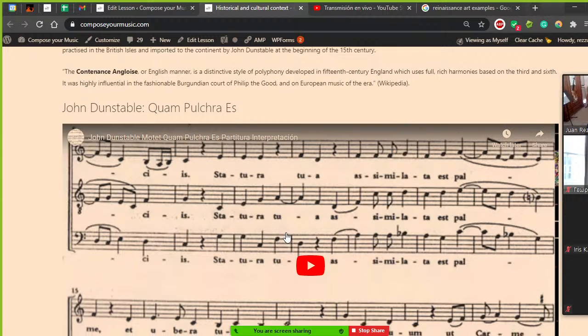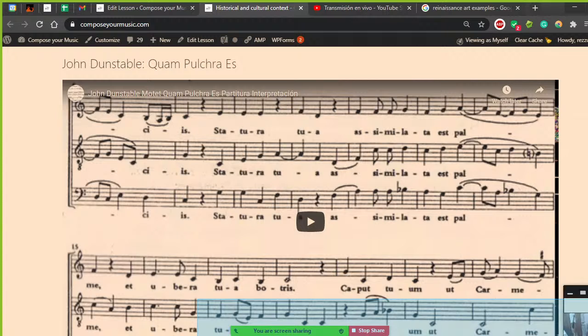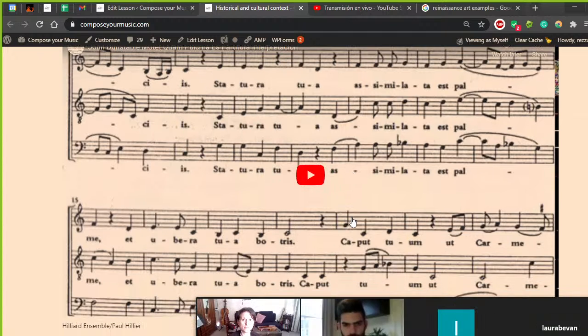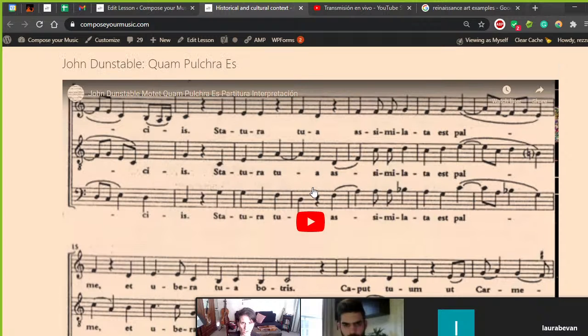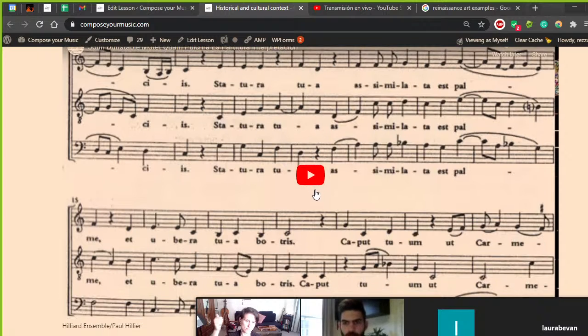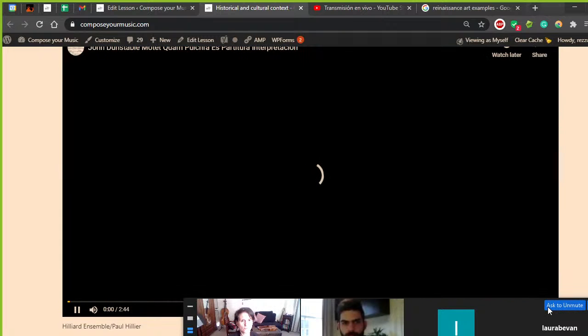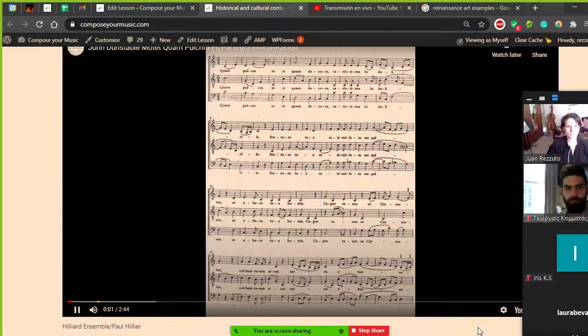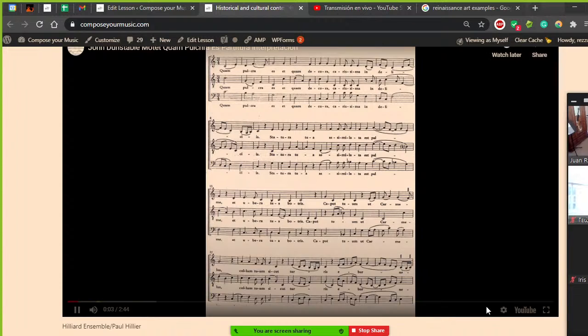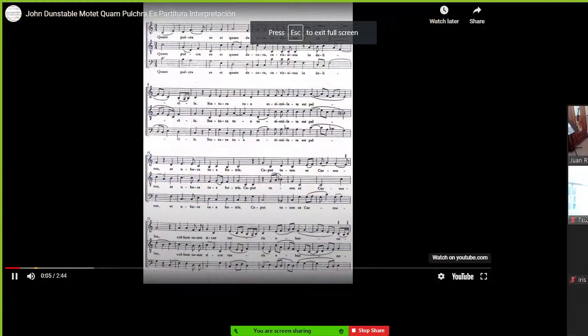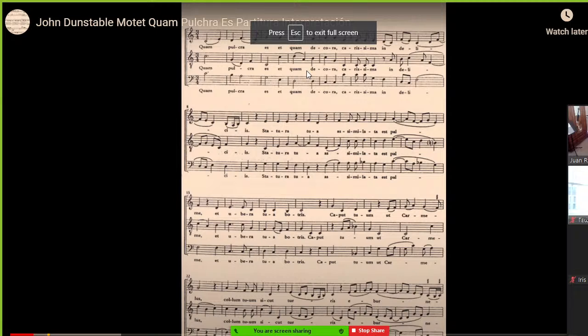Here we have a choral piece from him. Try to see how many thirds and sixths there are. Remember, there are some typical examples. Let me see if we can. One more time, sorry.